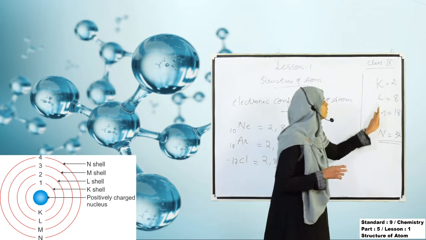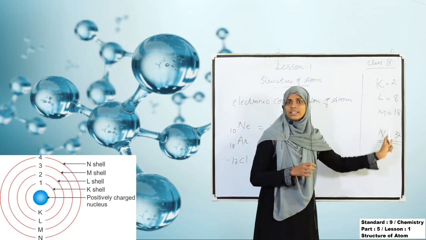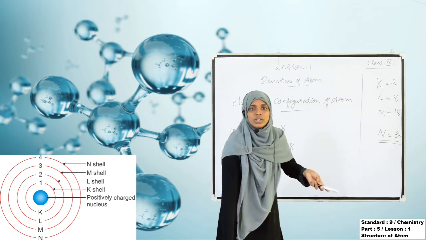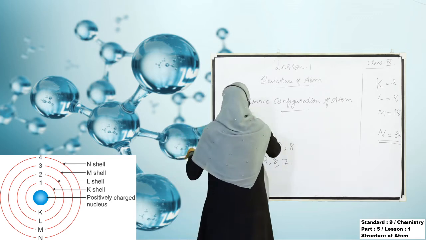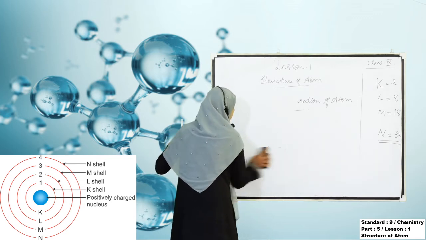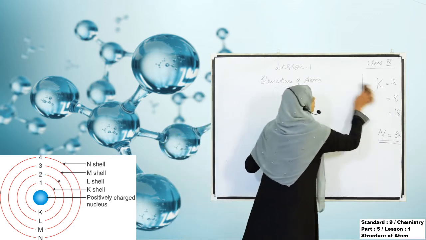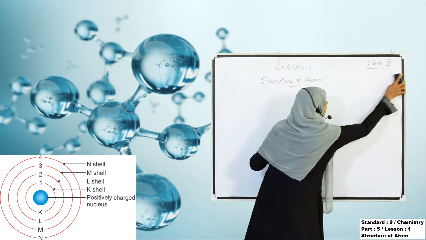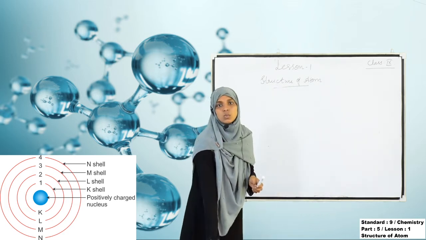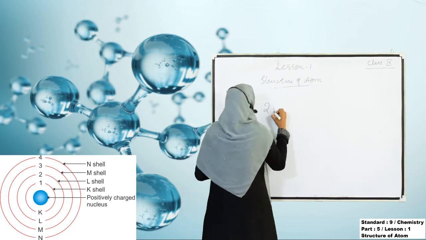So how do we find these numbers? Now we are going to discuss how we find the maximum number of electrons. Okay, there is an equation for that. The equation is 2n square.